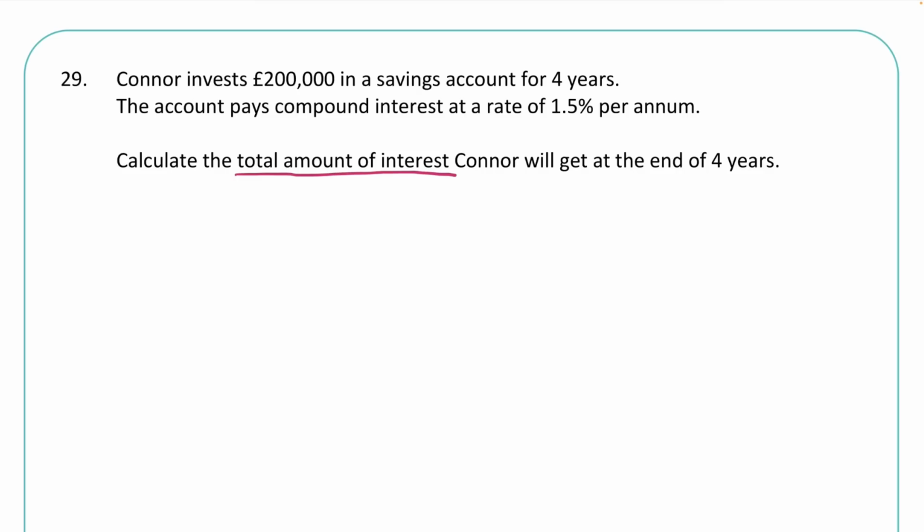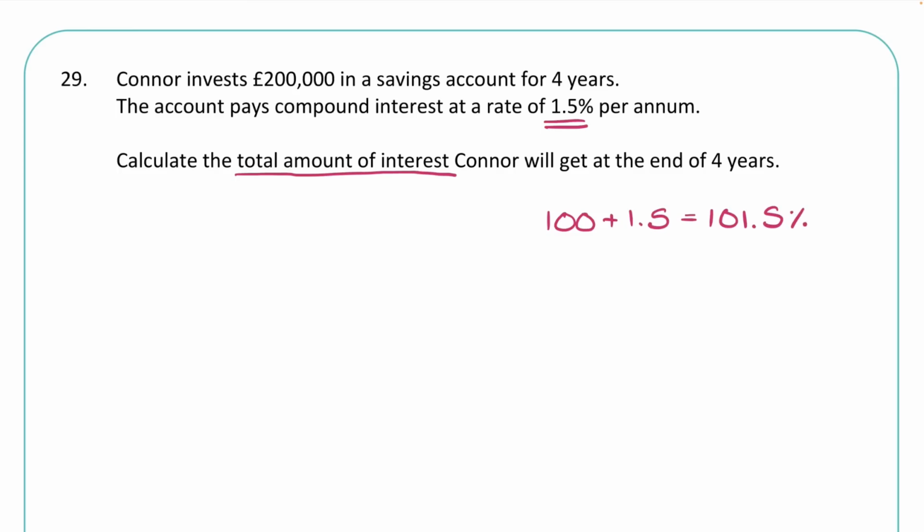So with compound interest, this is where you get a new amount each year. Not the same as simple interest, where you only get 1.5% of the original amount. So here, with compound interest, with a calculator, we want to use a multiplier. So if we add 1.5 to 100, 100 plus 1.5, that gives us 101.5%.